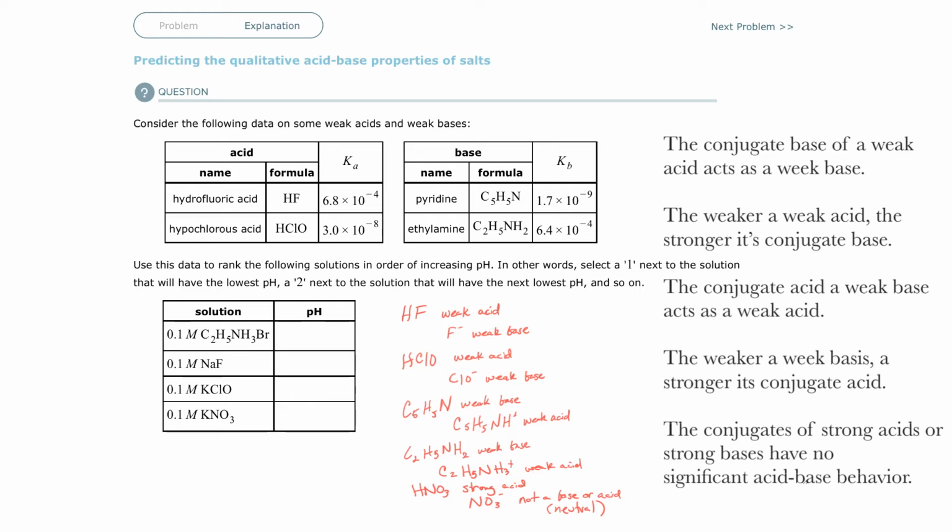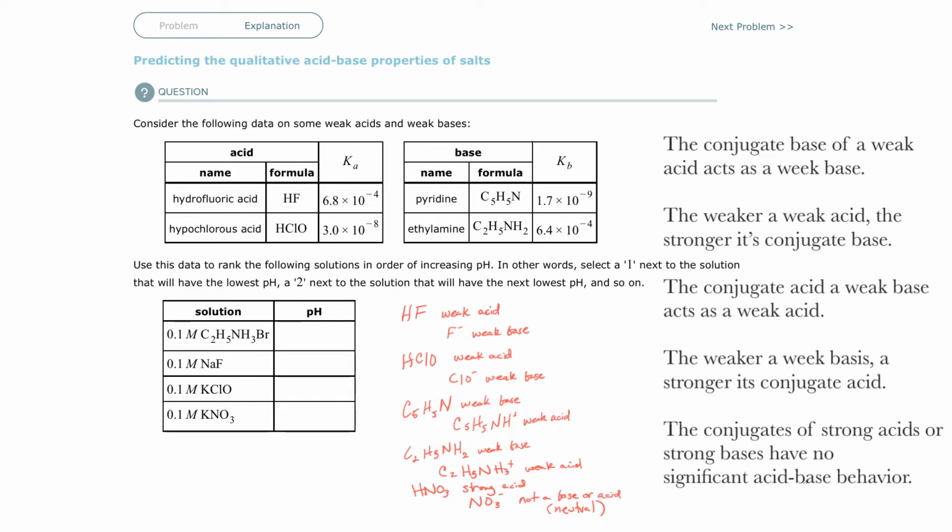And the last one: the conjugates of strong acids or strong bases don't do anything to the pH. If they completely break apart, they never want to catch, because every time they're together, they would just break apart again. So for strong acids and strong bases that completely dissociate, their conjugates are not going to be acids or bases. They're not going to be anything.